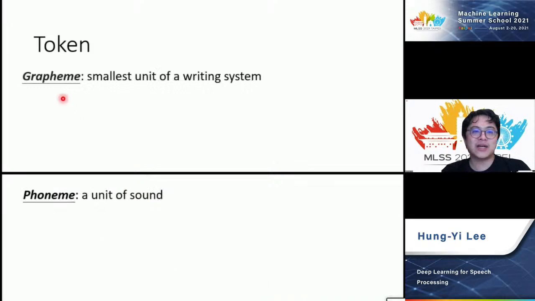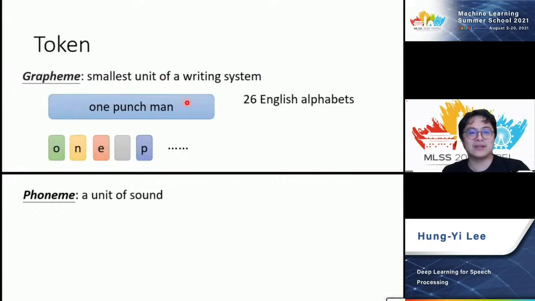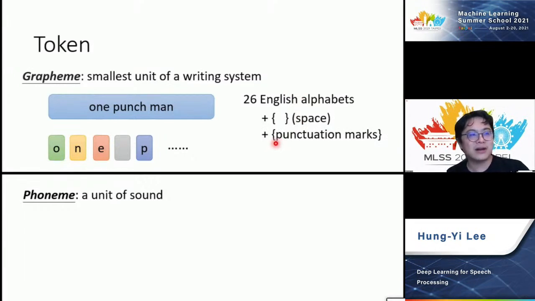Besides word and morpheme, in speech recognition, the most widely used token is probably grapheme. You usually hear some people use grapheme as the output of their speech recognition system. What is a grapheme? A grapheme is the smallest unit of a writing system. In English, it's the alphabet. So there are 26 English letters, so there are 26 graphemes for English. Given the sentence one punch man, if you want to segment this sentence into tokens based on graphemes, then the first token is O, the second one is N, the third one is E, then the fourth one would be the space. You need to include the space in your graphemes, or you will not know the word boundary. Or if you want to consider punctuation marks, you also have to include punctuation marks in your graphemes. So the number of different graphemes is larger than 26.